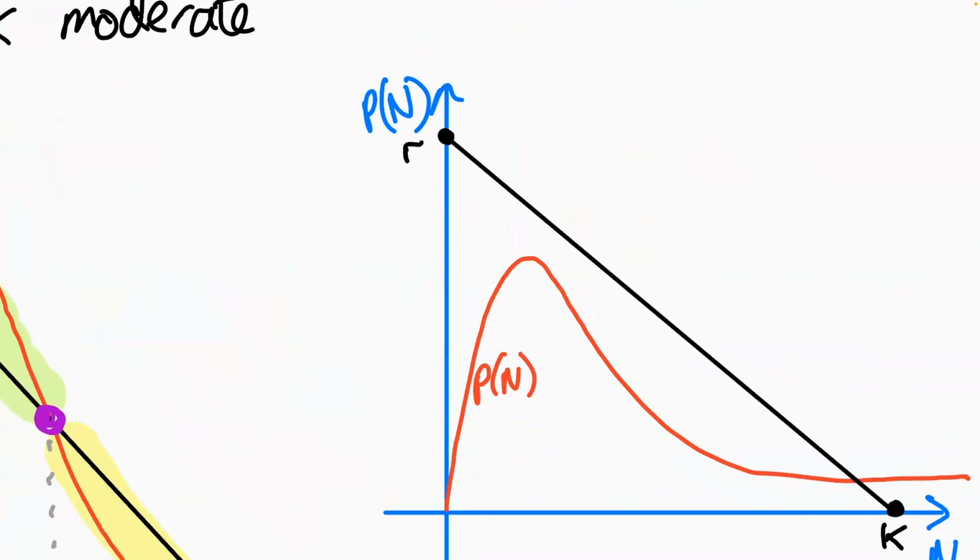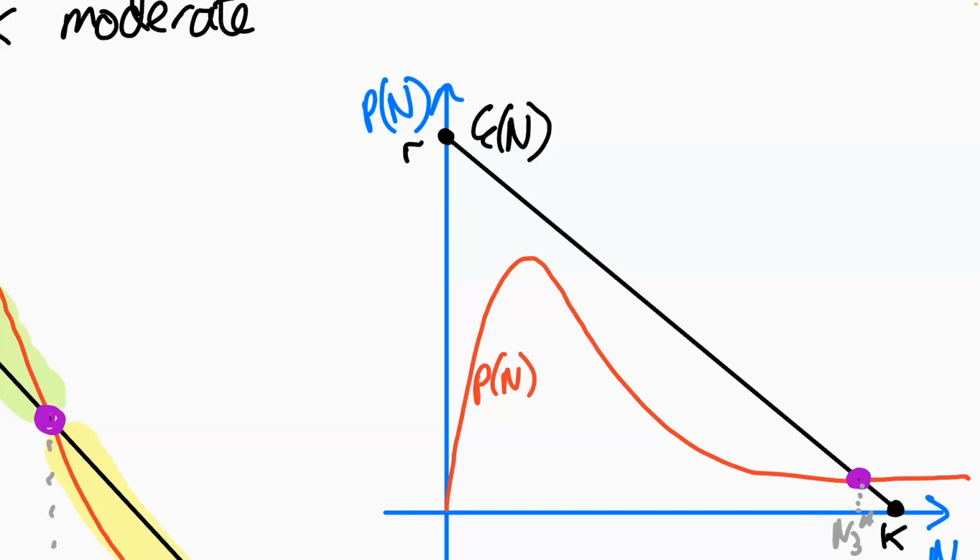So I draw on my per capita growth rate G. And I see that once again, I've only got 1 intersection here. I'm going to keep this as N3 star, even though there's only 1 of them, just because this was the third equilibrium that we had on the graph before, okay?